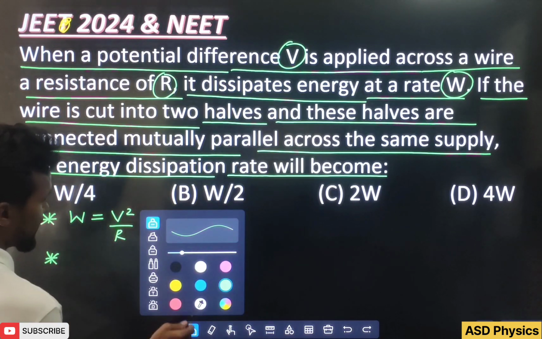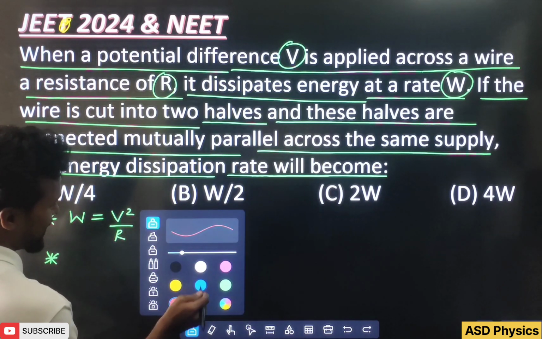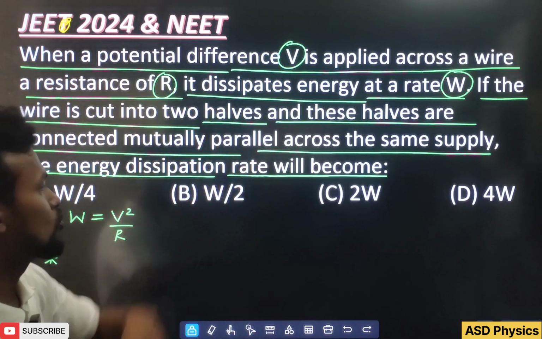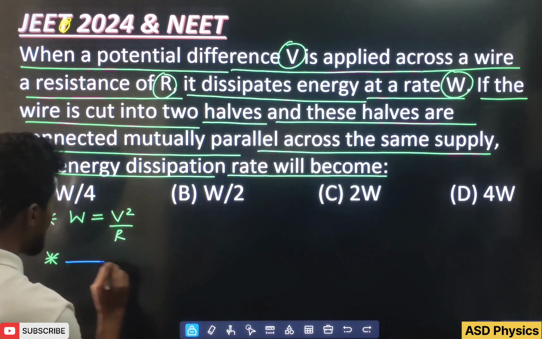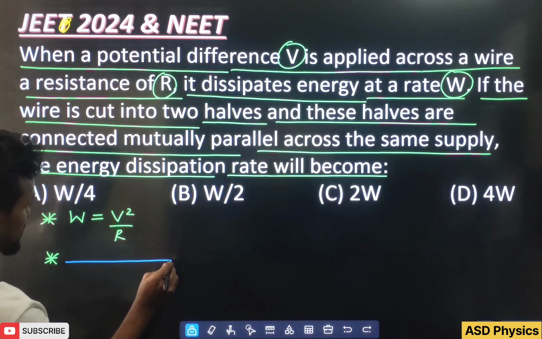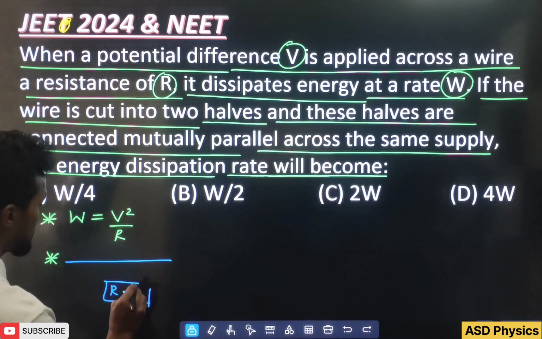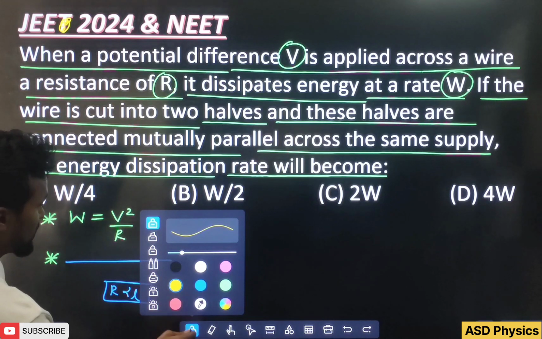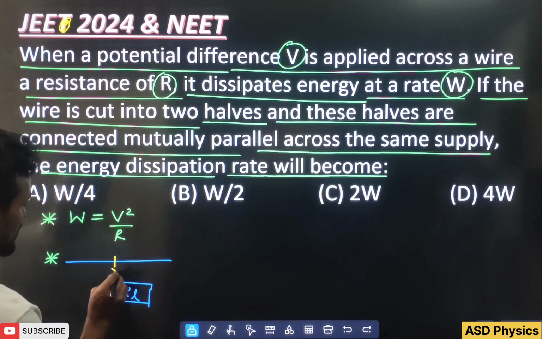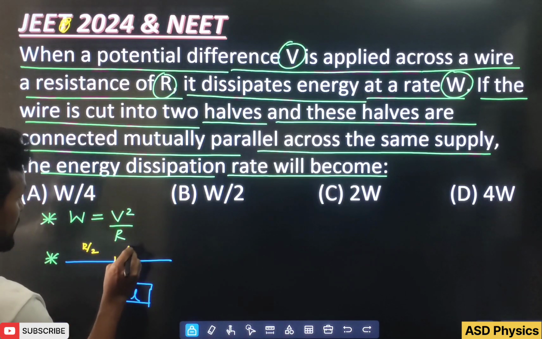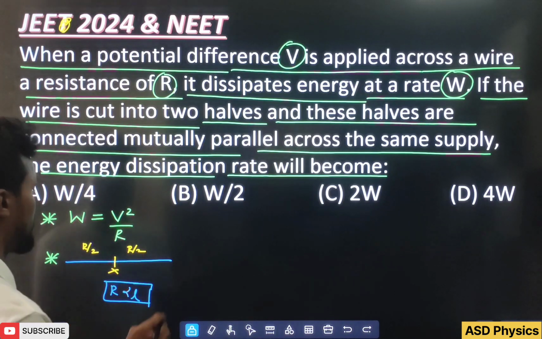After that, they are talking about series and parallel. First, the wire is cut into two halves. Think of this as one wire, and you know the resistance is directly proportional to length. So if you cut this wire into two parts, the total resistance is R, and each part will become R by 2.